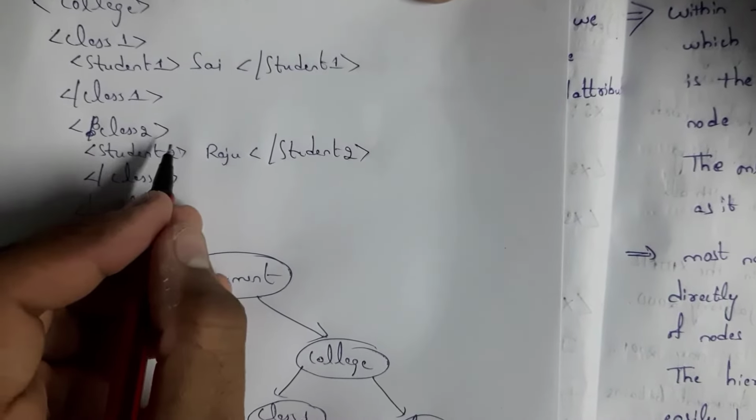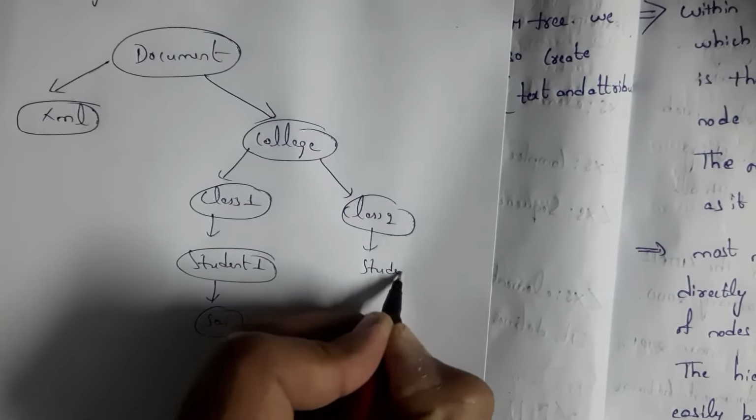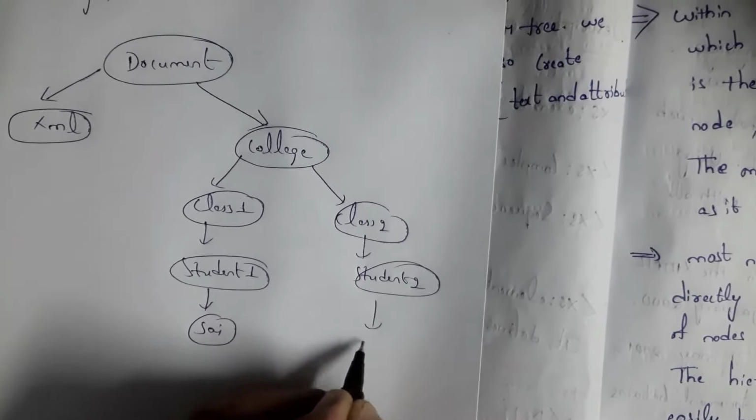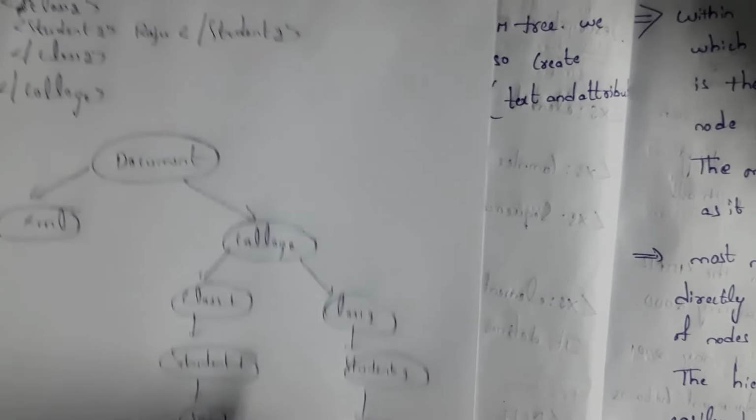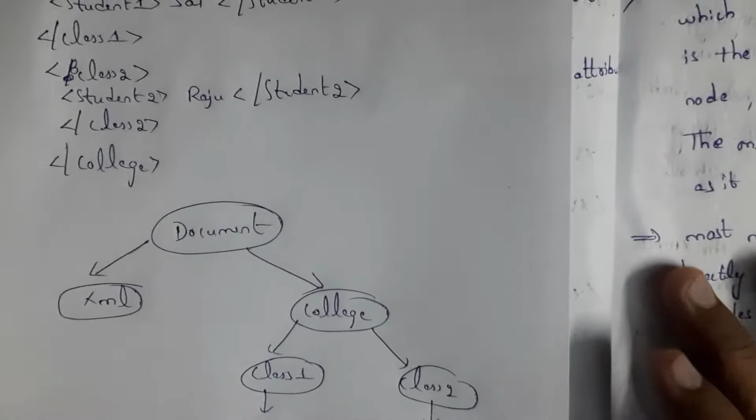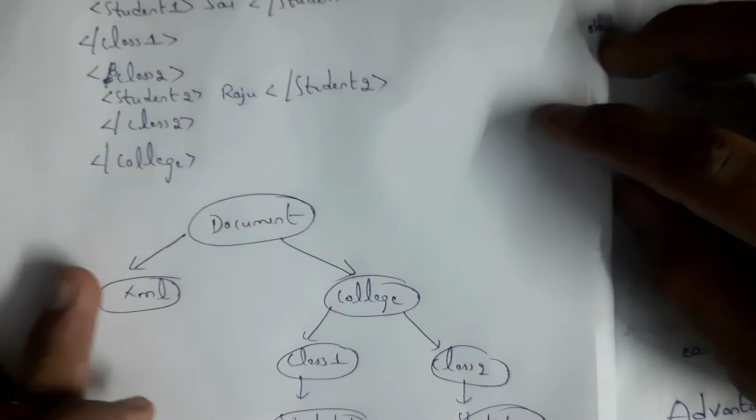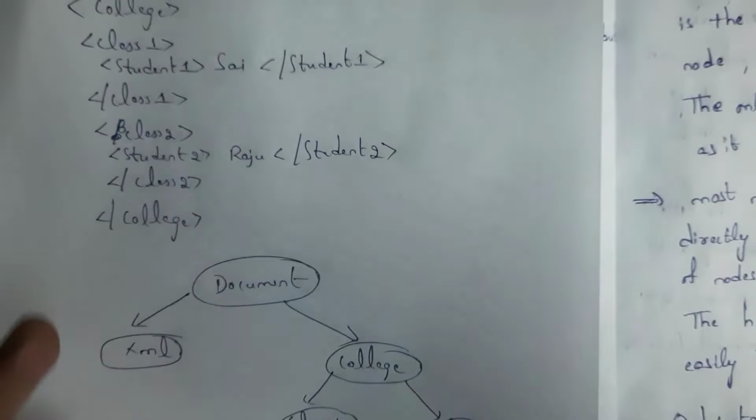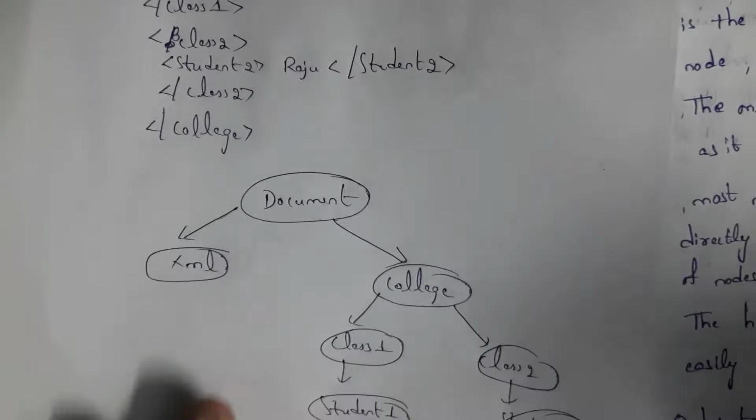And similarly inside class 2, here is student, his name is Raju. Student 2 and his name is Raju. This is program and tree structure. We can represent this entire XML document into tree structure by using XML DOM.